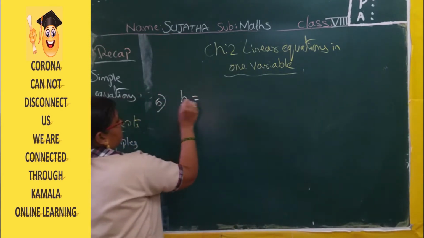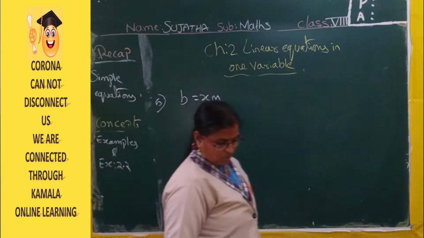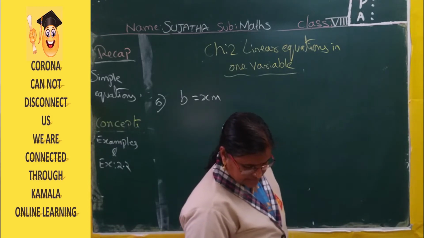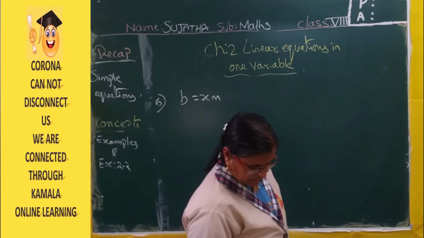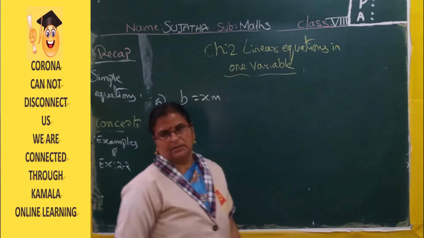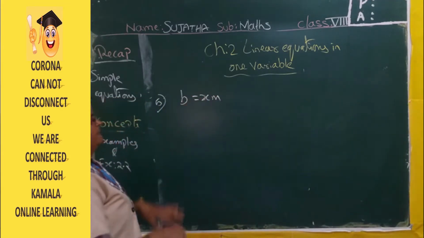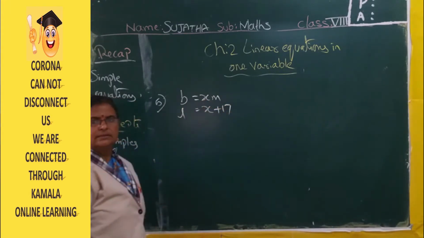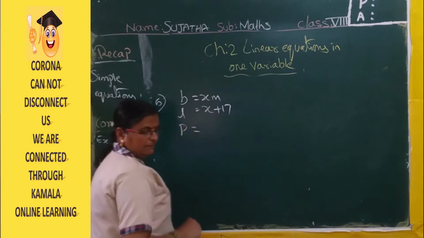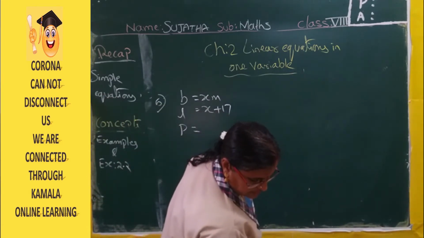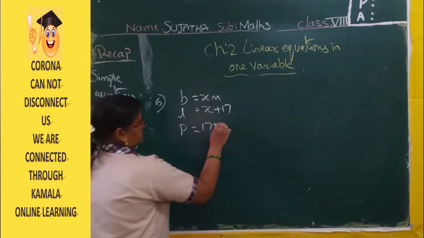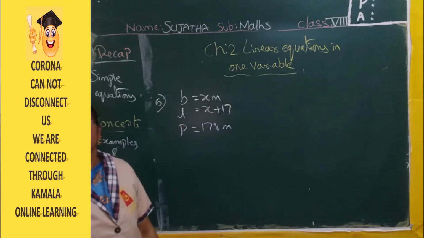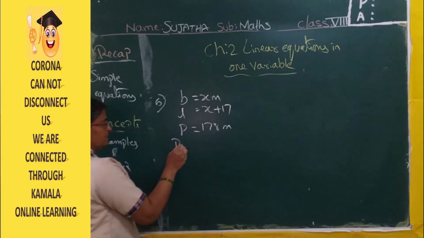Breadth will be x meters. How much does it exceed? The length exceeds the breadth by 17 meters. So the breadth will be x and the length will be x plus 17. Then the perimeter is given. How much perimeter? 178 meters. So what is the formula for the perimeter of a rectangle? What is the perimeter of a rectangle?